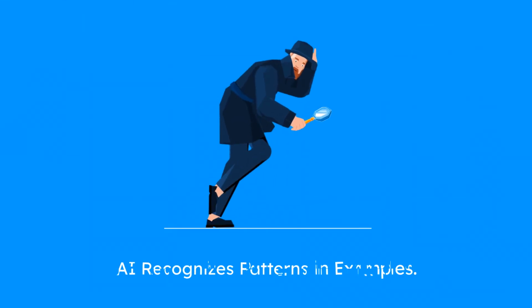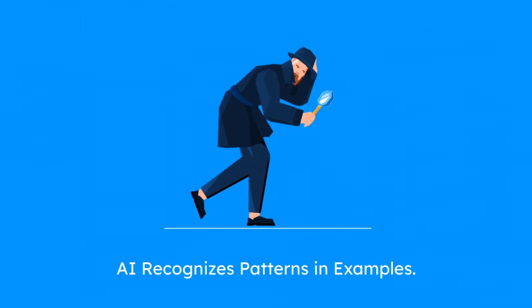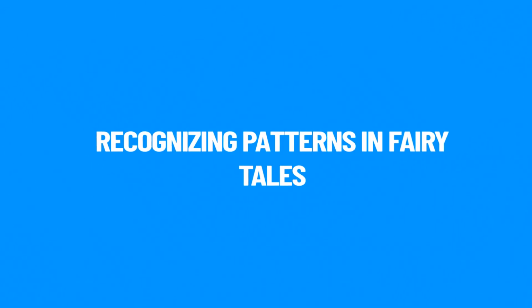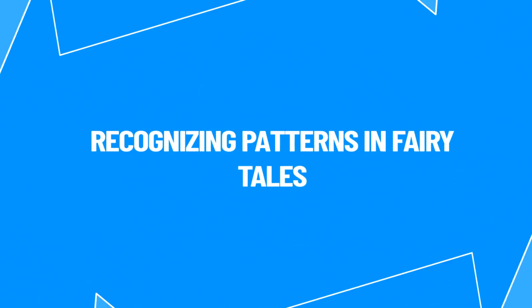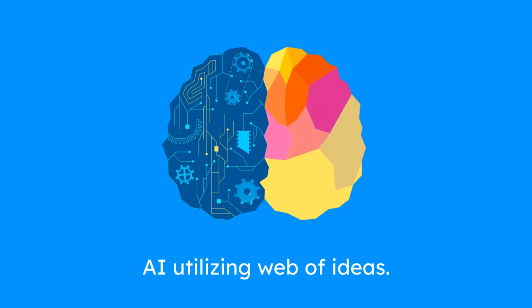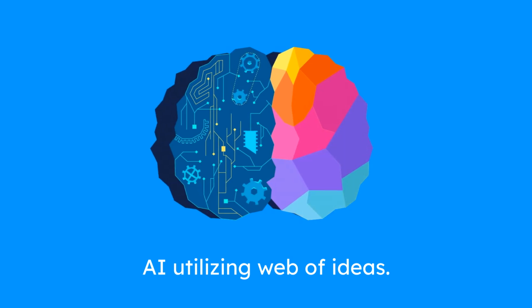As it goes through these examples, the AI notices patterns. It is similar to how you might recognize that most fairy tales begin with familiar phrases. The AI remembers these patterns and connects them into a huge web of ideas, like a giant game of connect the dots.